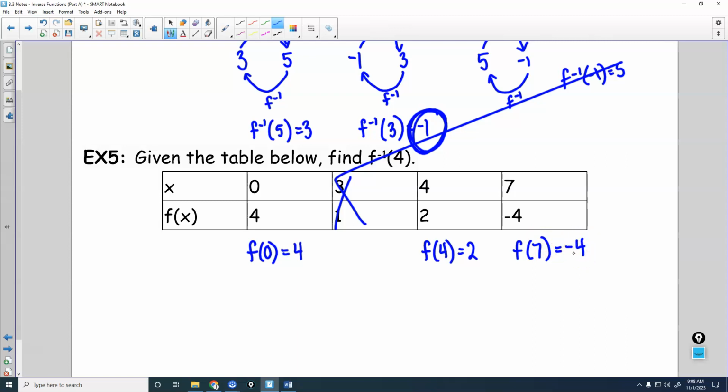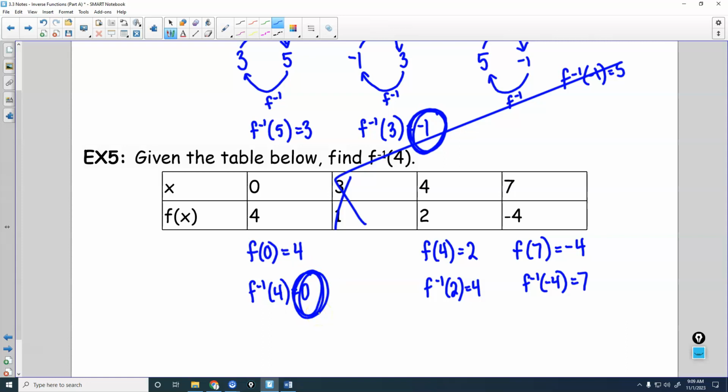So the inverse, x and y's switch. So f inverse of 4 equals 0. F inverse of 2 equals 4. F inverse of -4 equals 7. Which one of those is what we're looking for? The first one right here, we would get 0 as our answer.